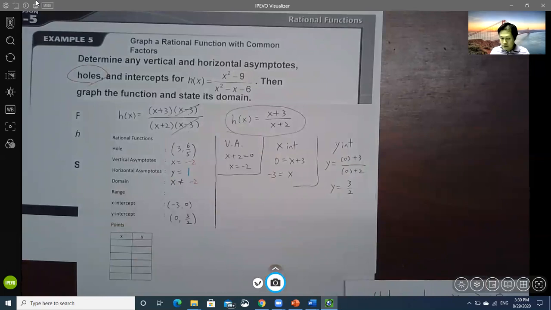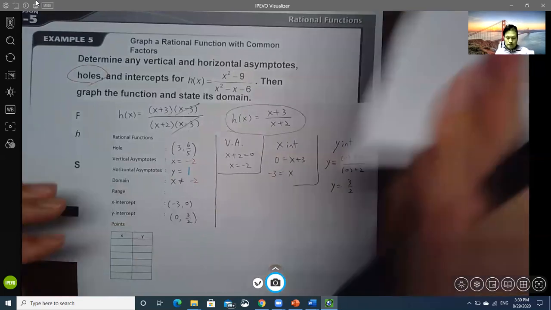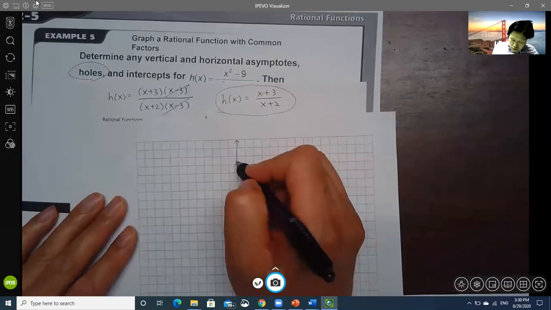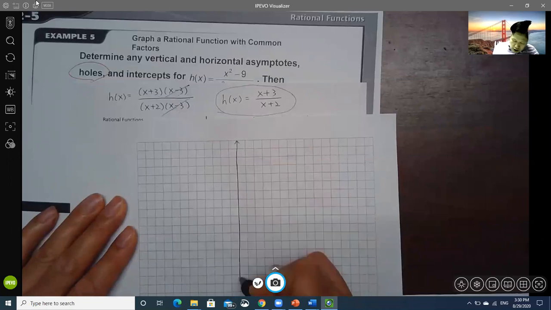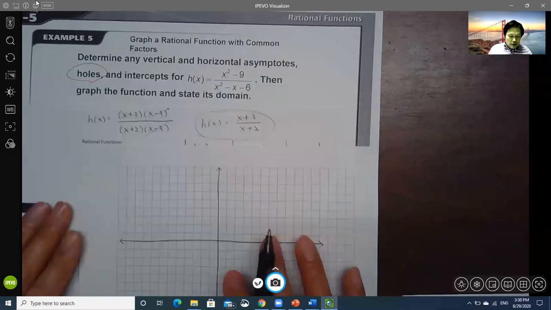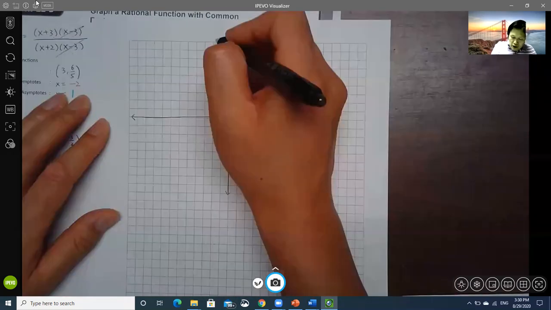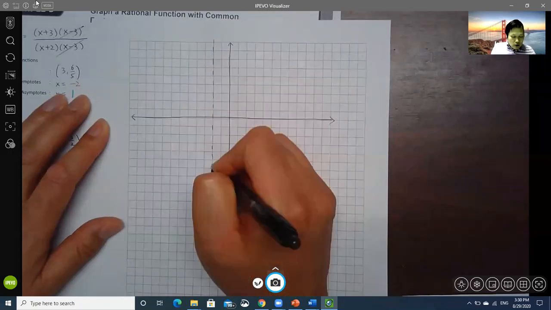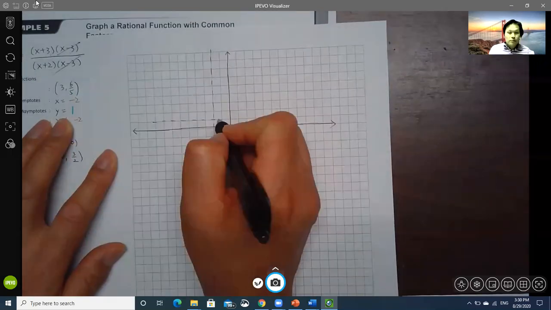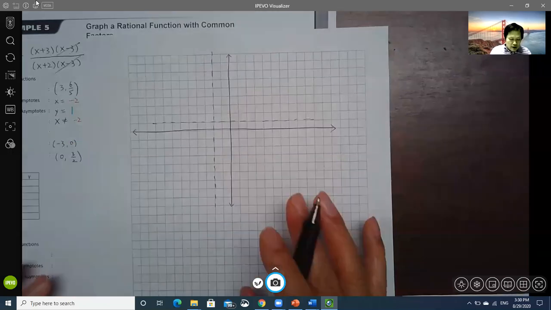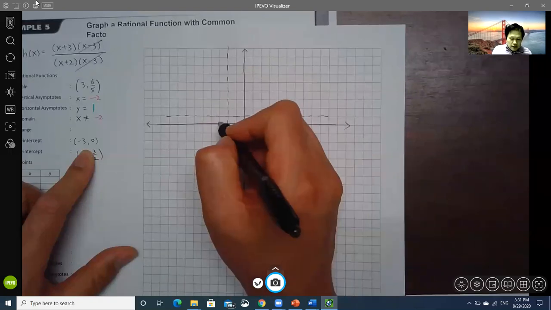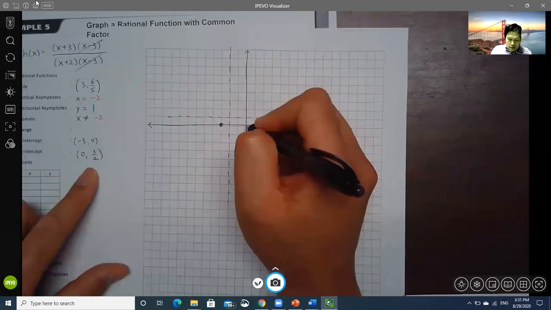Okay, then graph it. I think we are ready. So on graphing paper, set the vertical asymptote and horizontal asymptote. The vertical asymptote is minus 2, so you draw a dashed line at x equal to minus 2. The horizontal asymptote is y equal to 1, so you have a horizontal line y equal to 1 here. Plot all the points you know. You got the x-intercept minus 3, 0 right here, and the y-intercept 0, 1.5.